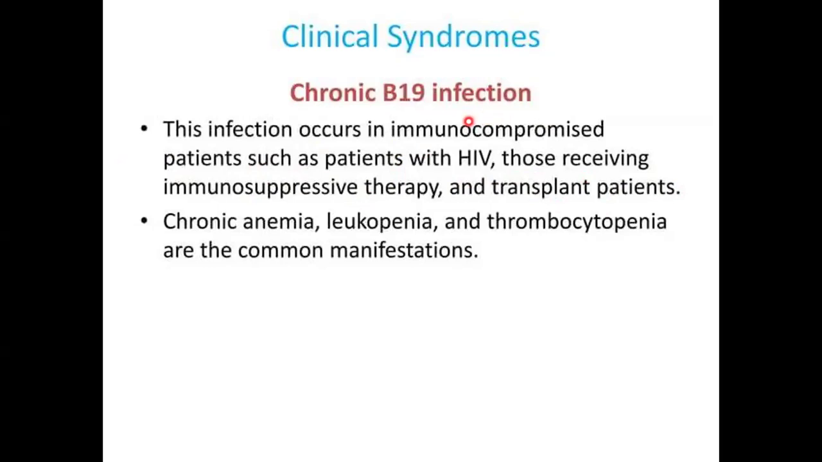So if they get the disease, they're going to have things like chronic anemia, leukopenia. So chronic anemia are like the sickle cells. Leukopenia, so low leukocyte levels, and thrombocytopenia are common manifestations. So this is low platelets in blood.